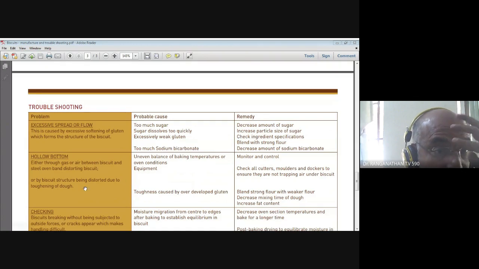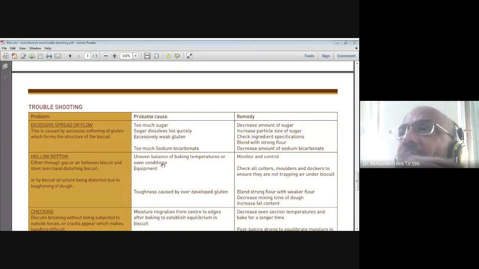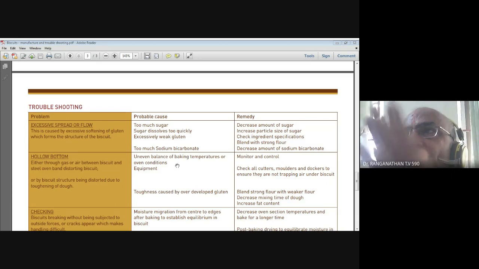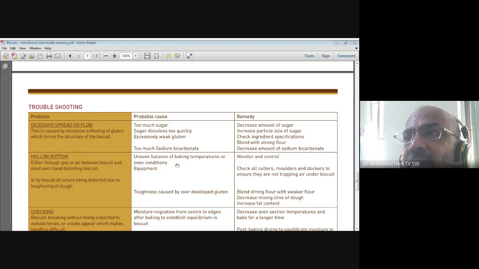So, the biscuit structure may be distorted due to toughening. This is because of uneven balance of baking temperature or oven conditions. As I already told, this is one of the other common problems that we encounter in our lab. Why? Uneven balance of baking. Now, again, remember, I told the same for your biscuit also. Our oven has a capacity of 10 kg, and when I put 100 grams in it, there is an excess temperature which leads to all these problems related to equipment.